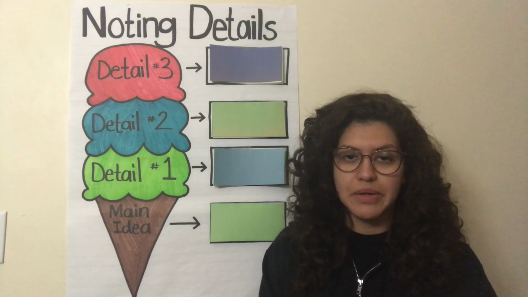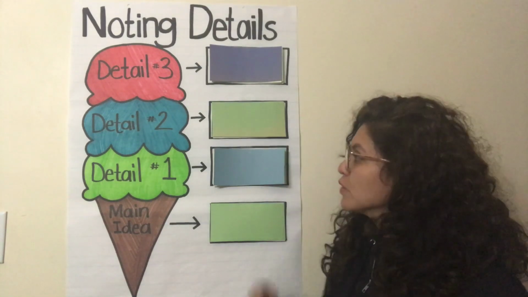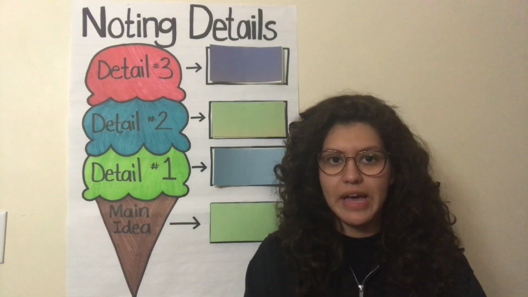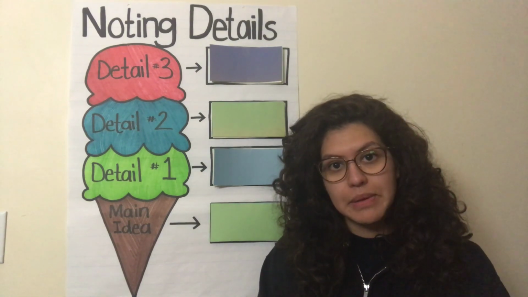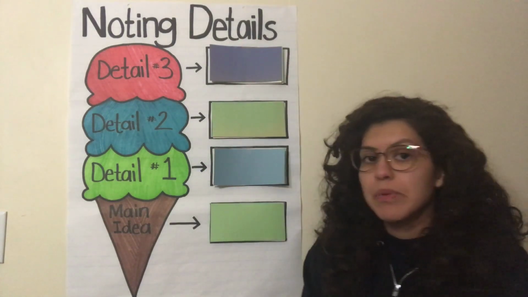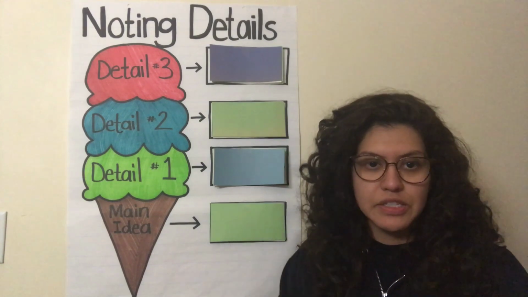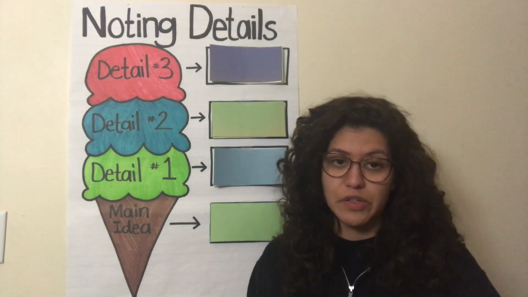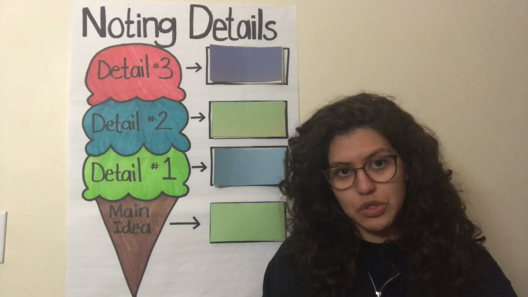Today we're going to be learning about noting details. So if you look at a drawing over here, we see an ice cream cone, and we're going to learn today about how that will help us get the details in a story. As you can see, there's paper covering up a lot of the details that we're going to be learning. I didn't want you to see them just yet because I do want you to try to figure those out on your own, but we will get to those eventually.